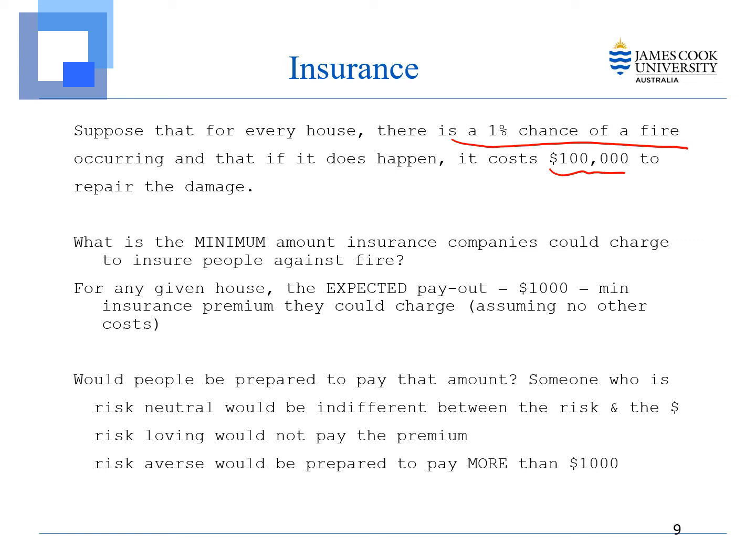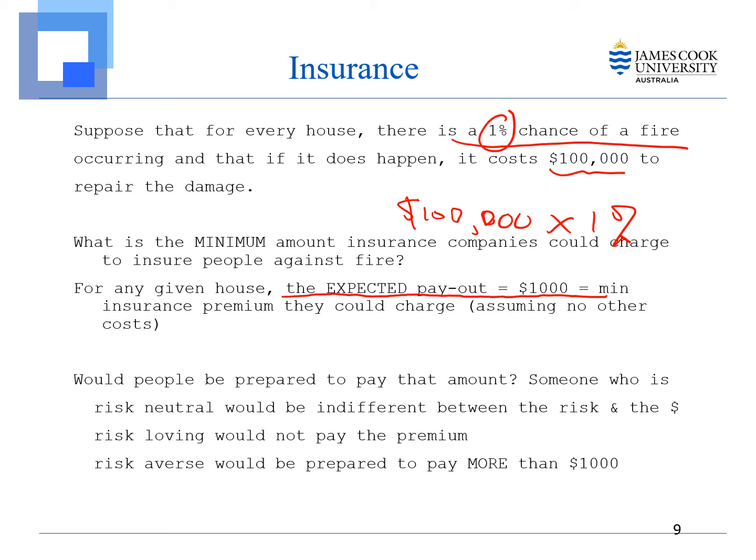So the expected payout, because we know that there's a 1% chance of fire occurring, is $100,000 times 1%. So that's $1,000. And this should be the minimum insurance premium that the insurance company can charge. Okay, suppose that's the premium.